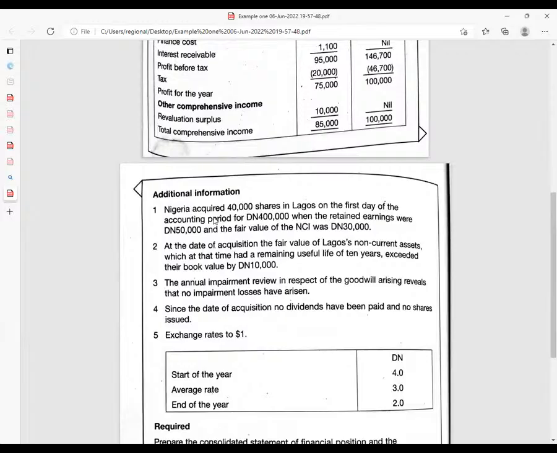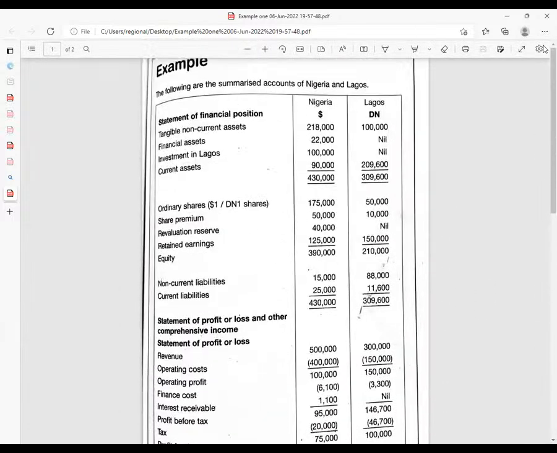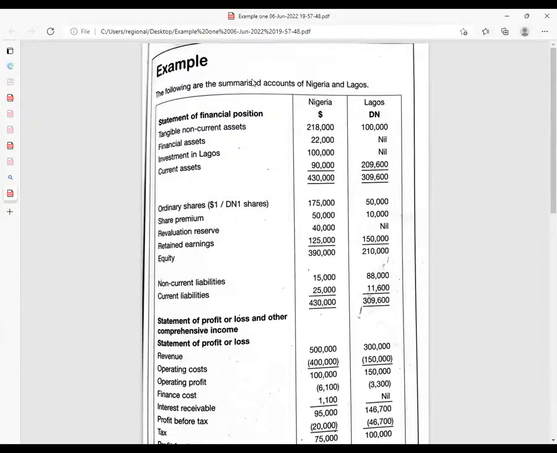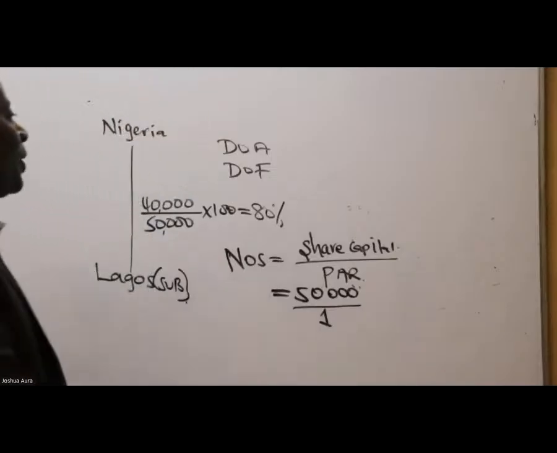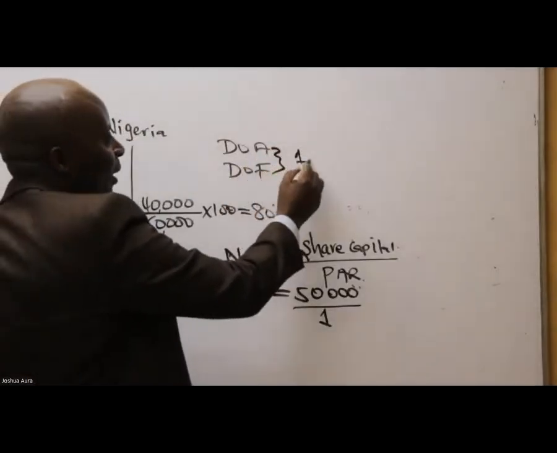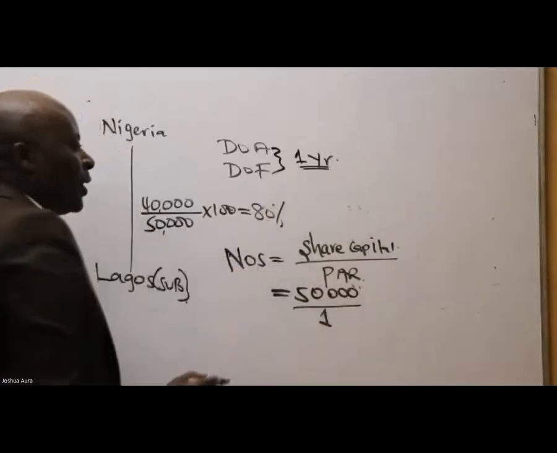There is nothing really here to count in terms of days. So we acquired these shares at the first day of the accounting period. If you look at the date of the financial statements, they haven't even given us the date. It's quite a simple example, but the thing is that we stayed with this subsidiary for a whole year. The difference there is exactly 1 year.